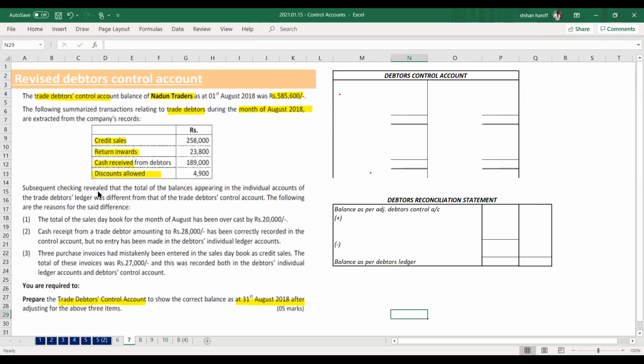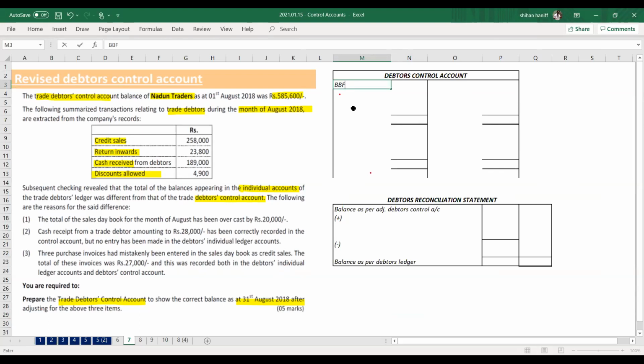Subsequent checking revealed that the total of the balances appearing in the individual accounts of the trade debtors ledger was different from the debtors control account. Following are the reasons for the said difference. Prepare the control account and also let's prepare the reconciliation statement. So can you all first do the control account before the correction?